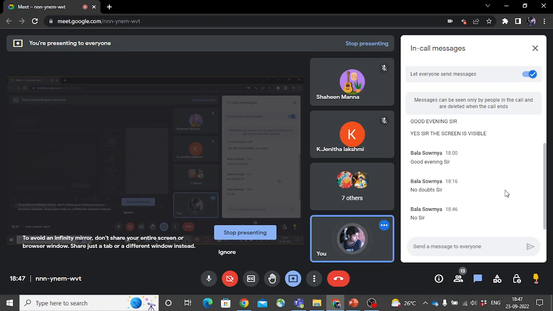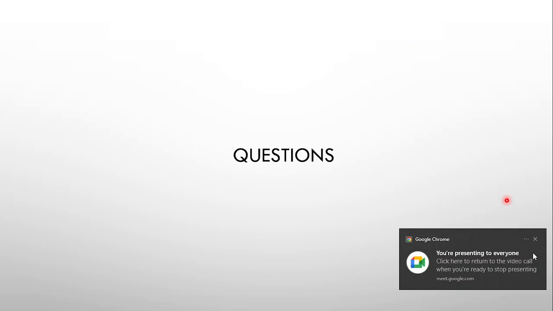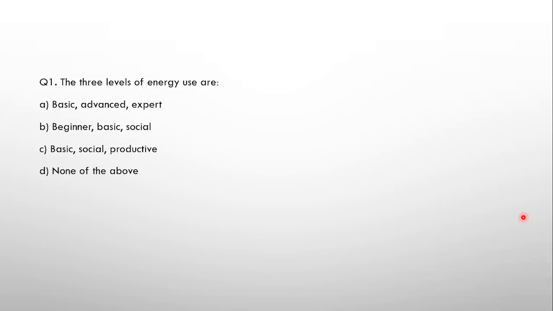Okay, I'll proceed. Questions. The three levels of energy use are, we have seen this already, I hope we were able to grasp it. A is basic, advanced and expert. B is beginner, basic and social. C is basic, social and productive. Or D, none of the above.